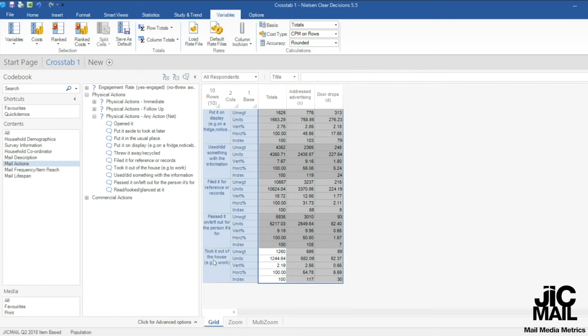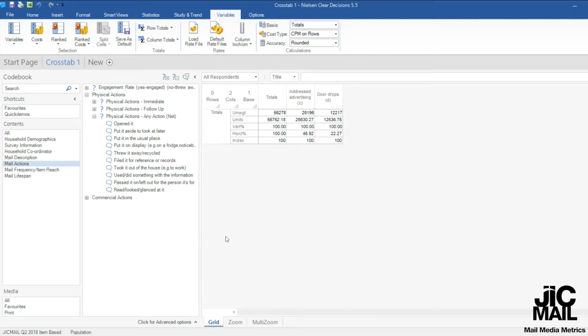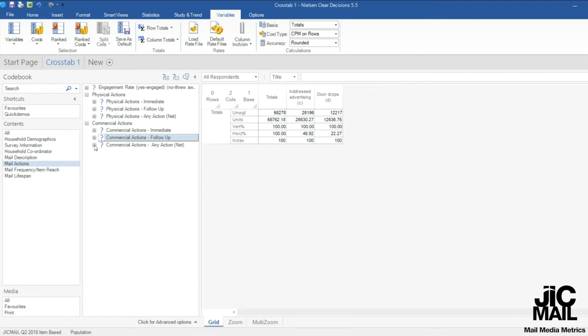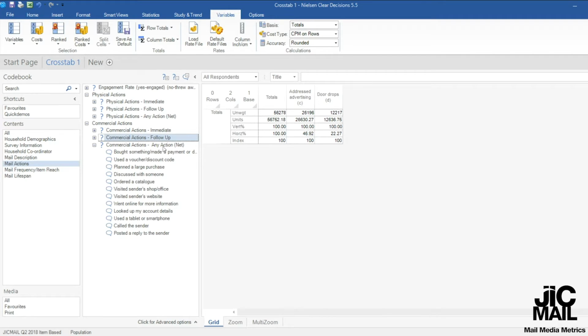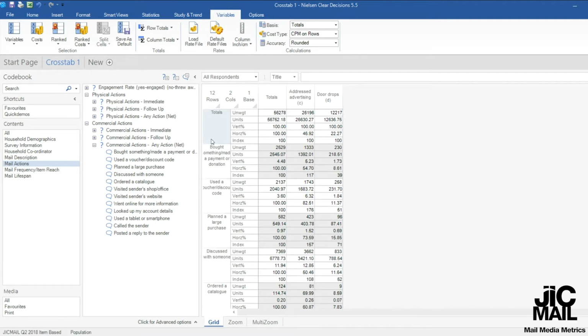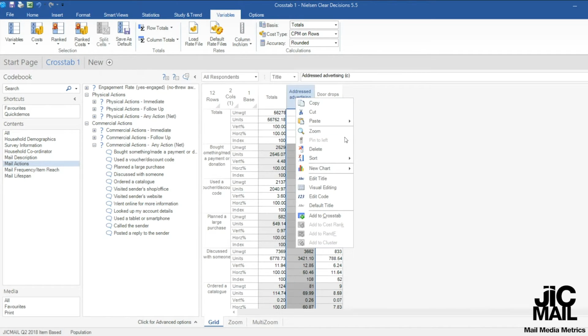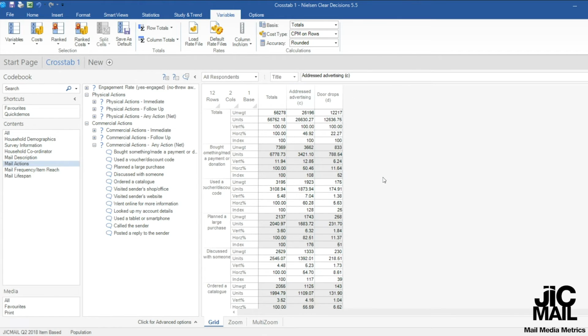What I'm going to do now is just show you data on commercial outcomes. So actually, if you scroll down here, look at commercial actions. Again, you'll see the code books are split out to look at immediate actions, which happen on the first day that a mail item is received, follow-up actions that happen at some other point over the month, and any action, which combines those two together. And I think a good starting point to keep things simple is just to look at this any action variable. I'm just going to put all these commercial outcomes into the rows. Again, let's just rank this now on vertical percentages for addressed advertising.